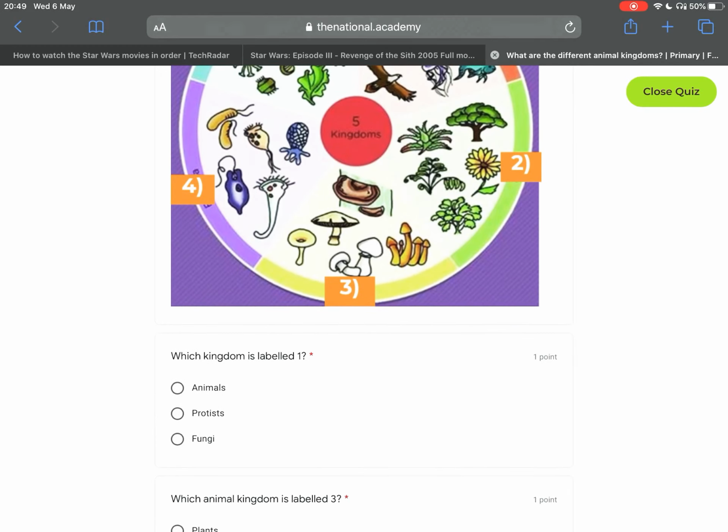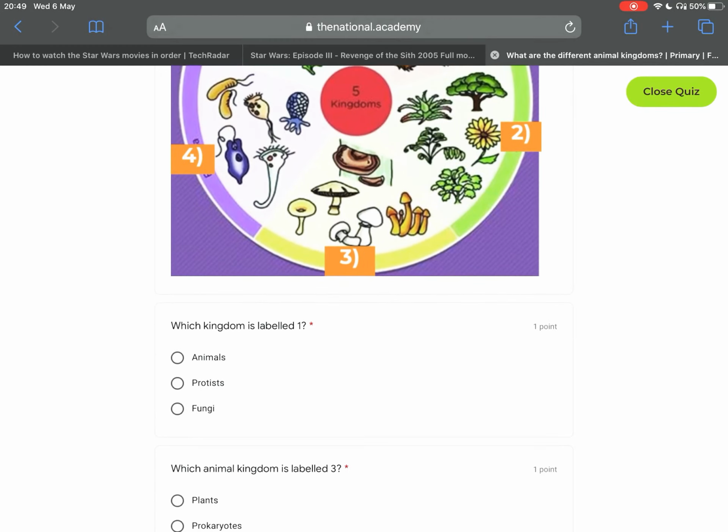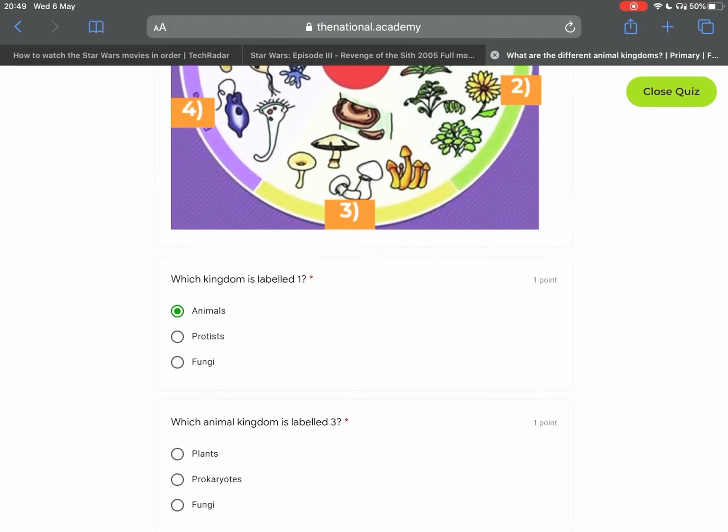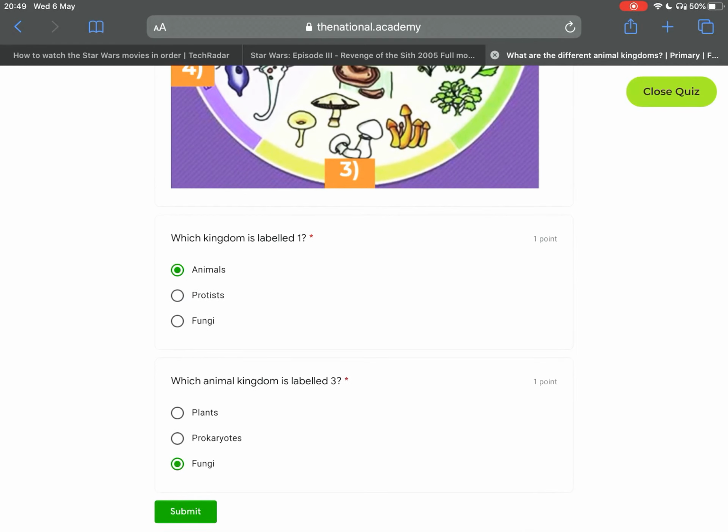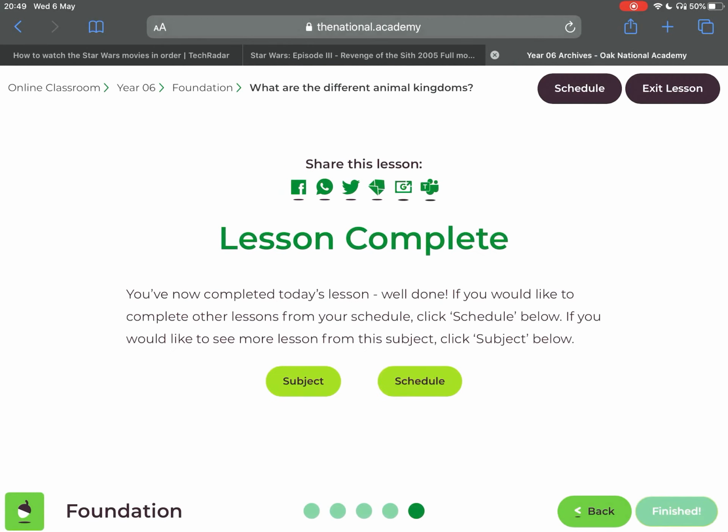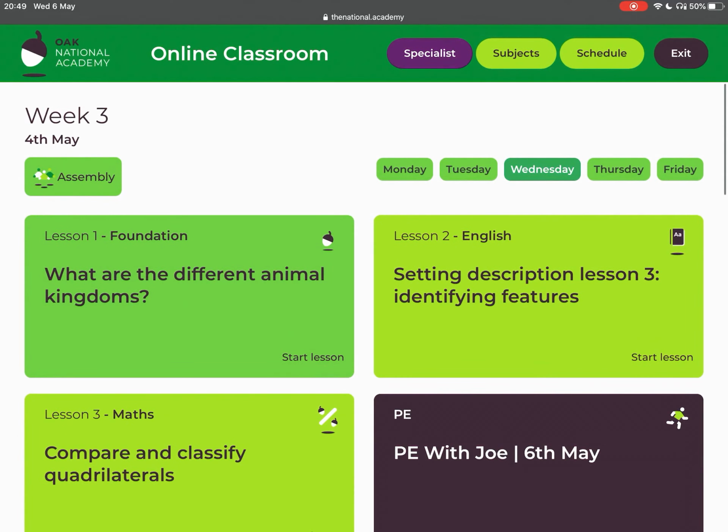So which kingdom is labeled number 1? That will be animals. Which kingdom is labeled 3? That will be fungi here. After that, you would have completed your foundation science.